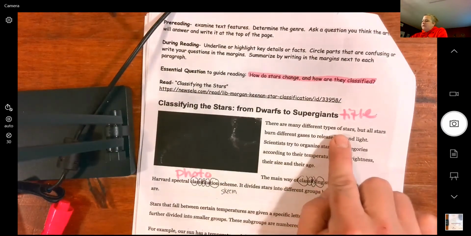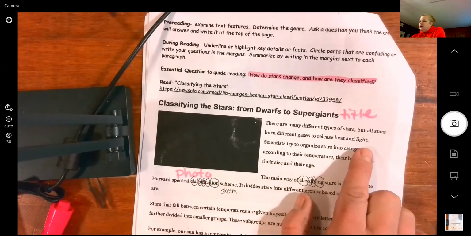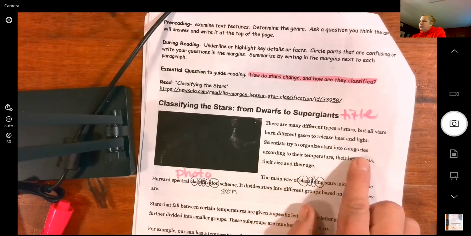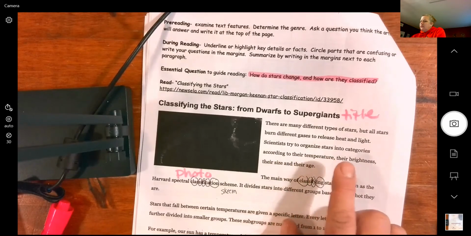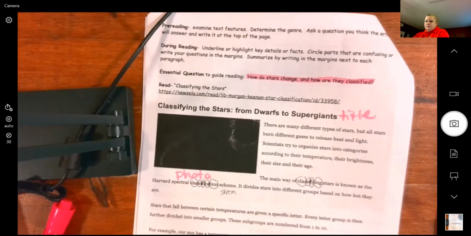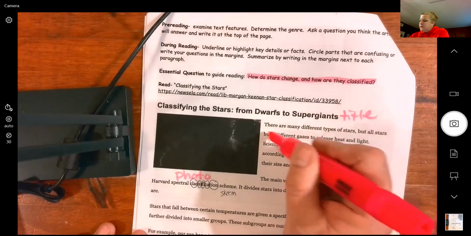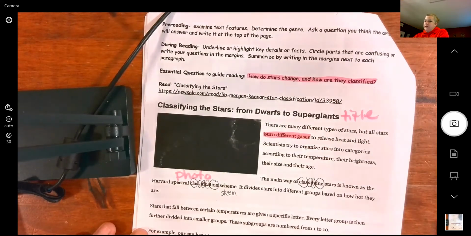All right. There are many different types of stars, but all stars burn different gases to release heat, and scientists try to organize stars into categories according to their brightness, their size, and their age. All right. I think we have a couple of really important parts there. So what do stars burn? Gases. And what do the gases do? What's the effect of burning gas? Well, they release heat and light.